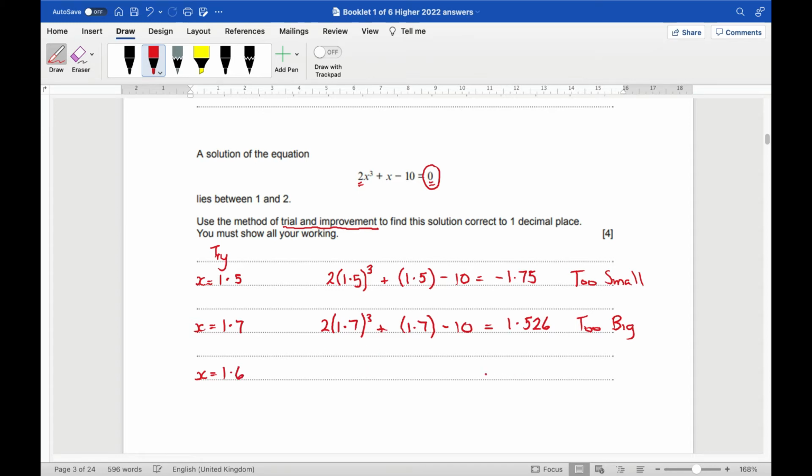Again, I'm not going to write this one out in full, guys, just to save a bit of time. I'm just going to put it into my calculator. 2 times 1.6. You can't get away with this in the exam, obviously. You need to write all your workings out. And that I get to be minus 0.208, which is too small. Okay. My answer is bigger than this and less than this. It's between these two numbers.